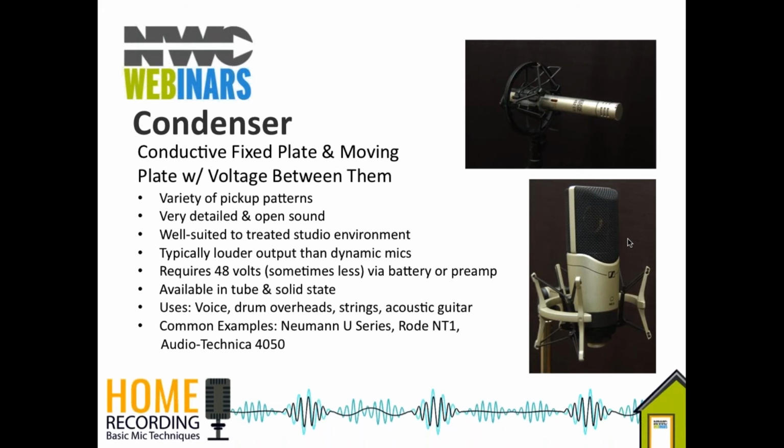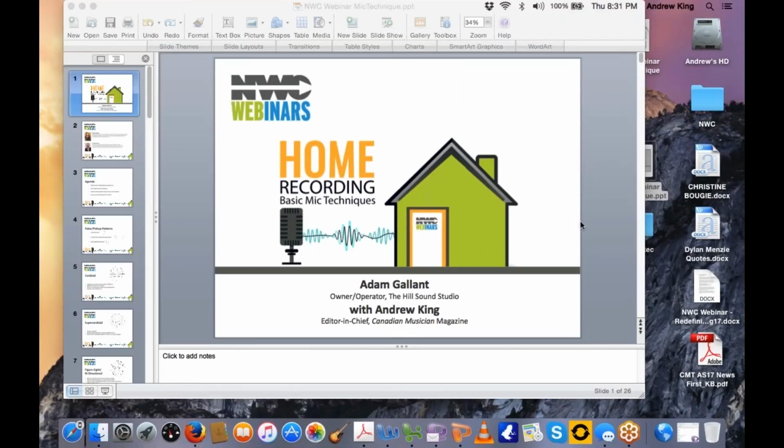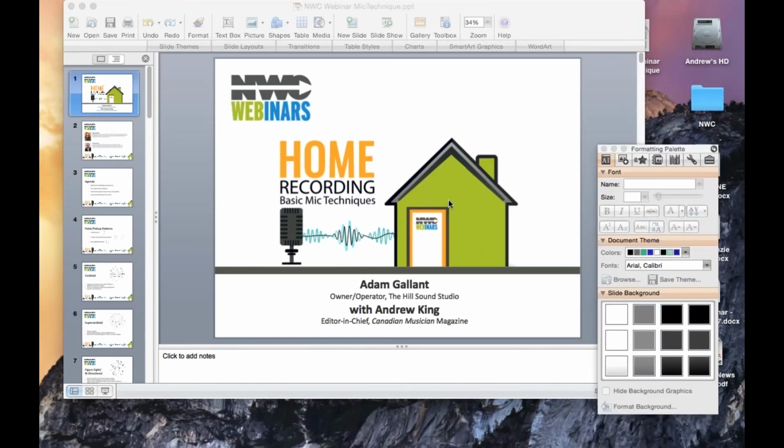Great. Yeah, so condenser mics, instead of having a magnet on one side, it's just two plates, and then between the plates is voltage. There's one fixed plate and one that's floating. As that second plate moves toward the fixed plate, it creates a different voltage in between the plates that gets calculated, and the preamp will juice it up.